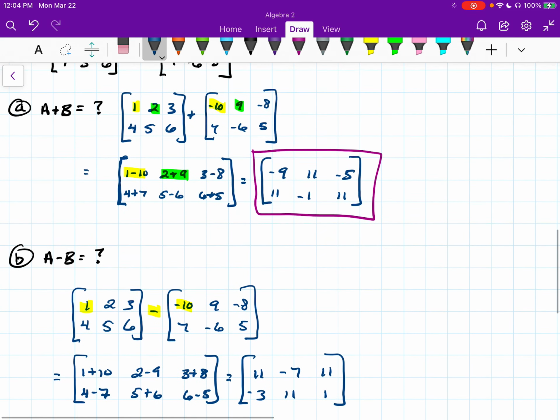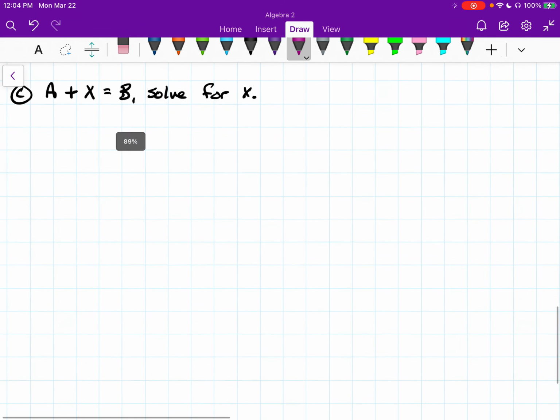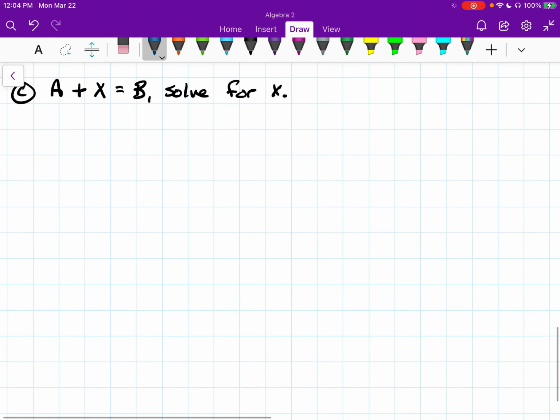All right. Hopefully we're good on the addition and the subtraction. Here, I'll box this in again. There we are. Lastly, we have an actual equation here. A plus x equals b. And we're supposed to solve for x. And we also know, because of the way this is written, x is a matrix, right? So we first solve this for x. I'm going to say x equals b minus a, right?